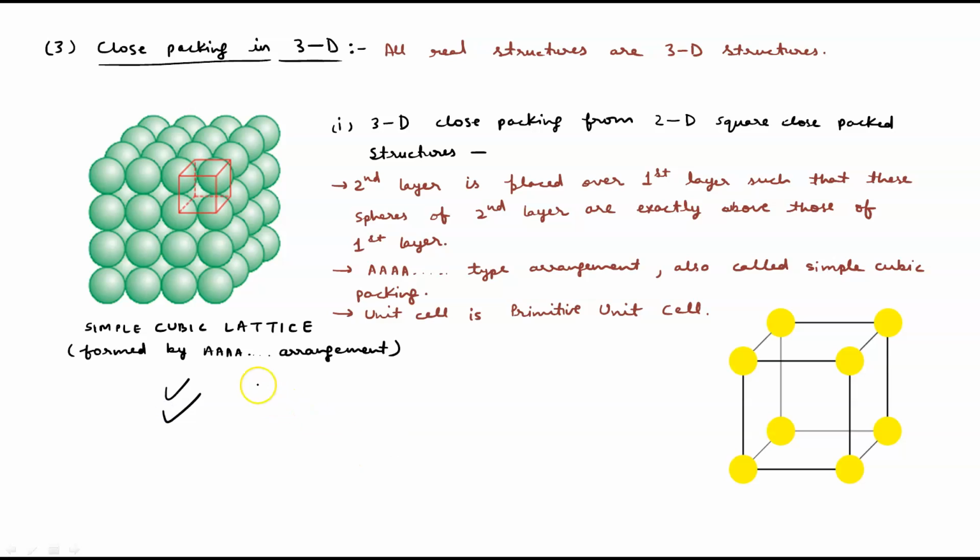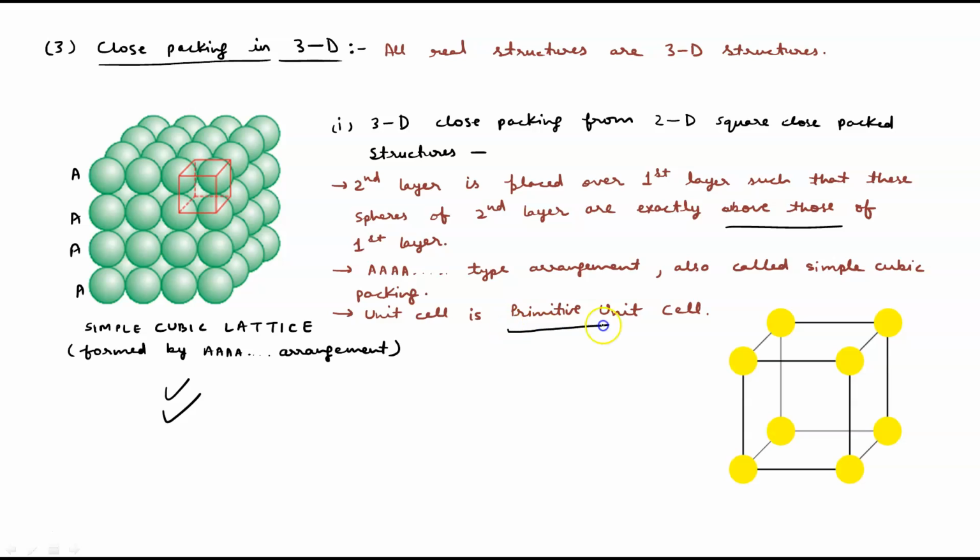In the diagram, we get a simple cubic lattice because it is formed by AA type arrangement. You can see from here, this is the A layer. It is exactly below the first layer because it is AA. So this is the AA type arrangement. The second layer is placed over the first layer like in the previous section, such that the spheres of the second layer are exactly above the first layer. AAA type arrangement, like the square close packing, is also called simple cubic packing.